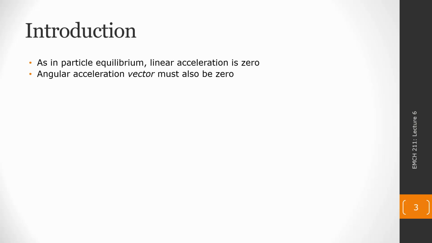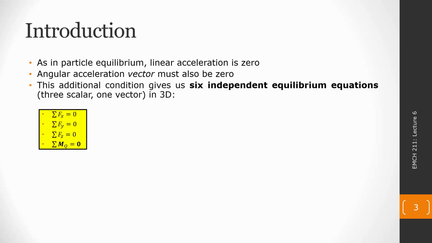Because of these requirements of all linear and angular accelerations being 0, this is going to necessitate 6 equilibrium equations when we have 3D rigid body equilibrium. 3 of these equations, the force equations, are going to look almost identical to what we saw for 3D particle equilibrium when we sum forces along the x, the y, and the z axes. And we're going to have 3 scalar equations just like we had for the particle equilibrium.